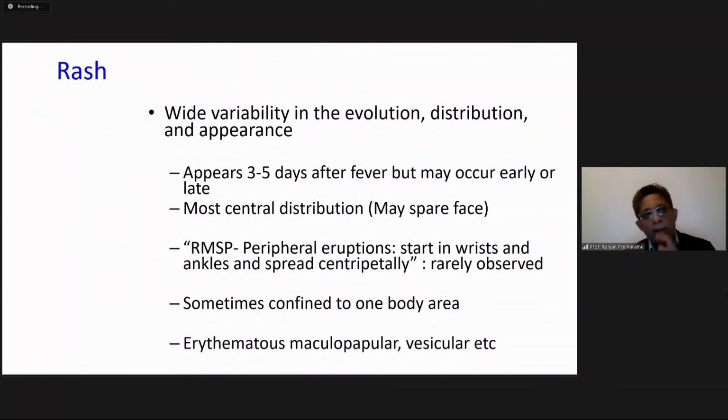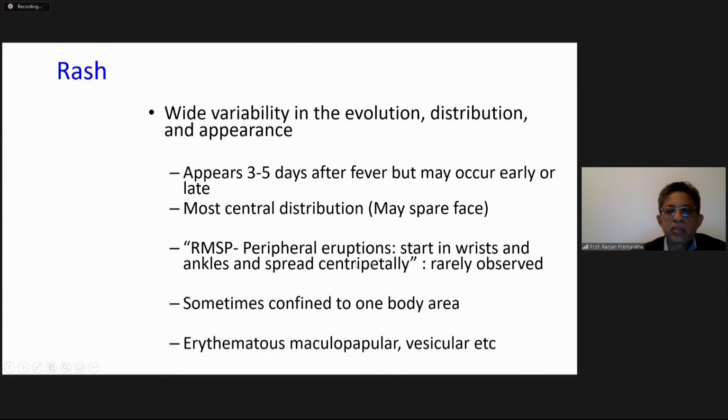Then the rash has a very wide variability in evolution and distribution based on the illness that you're talking about. It appears 3 to 5 days after the fever, but may occur even late or early, mostly central. But commonly, we have not seen any rash in the face. So this is a good differentiation feature because other ones like measles and German measles and so on will include the face. The rash will be there in the face, but spares the face here.